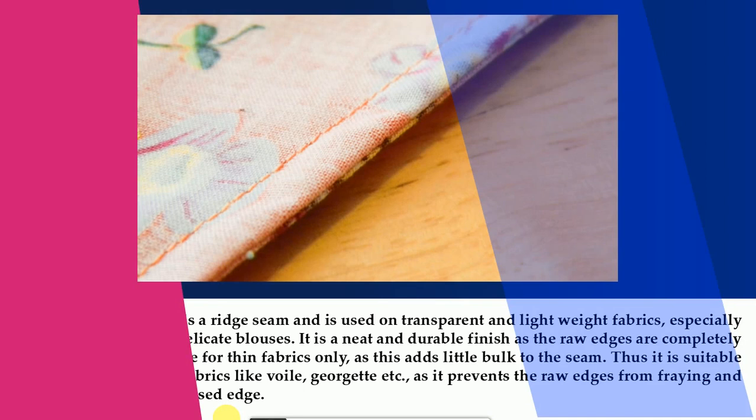1.6 French seam. This is a ridge seam and is used on transparent and lightweight fabrics, especially on baby clothes and delicate blouses. It is a neat and durable finish as the raw edges are completely concealed. It is suitable for thin fabrics only, as this adds little bulk to the seam.